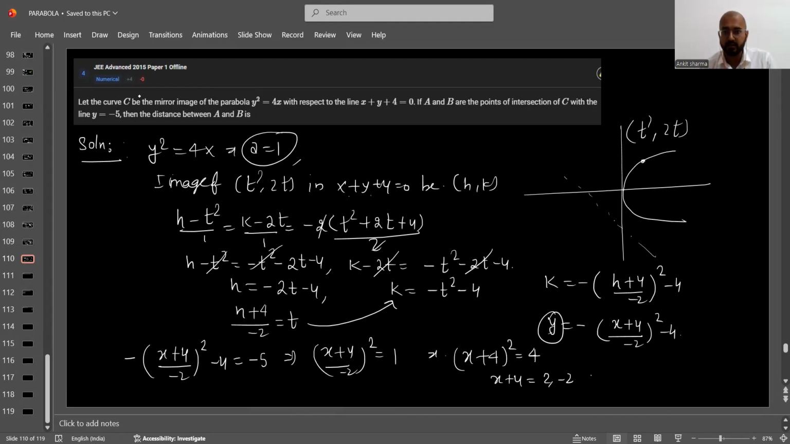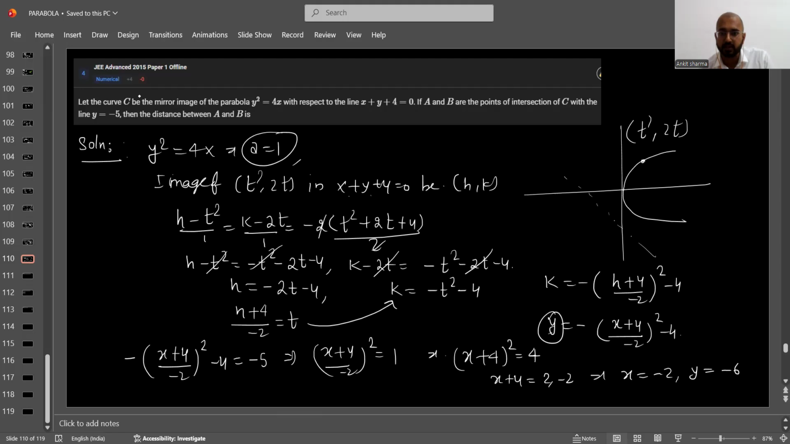So (x plus 4) square is equal to 4. So we take the square root, so plus minus 2, perfect. So x is equal to minus 2 and y is equal to minus 6.